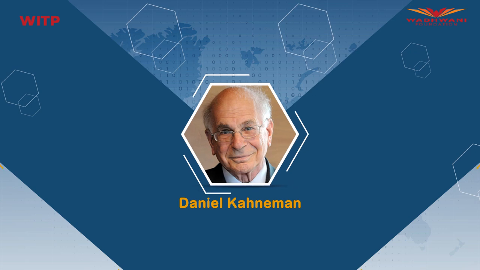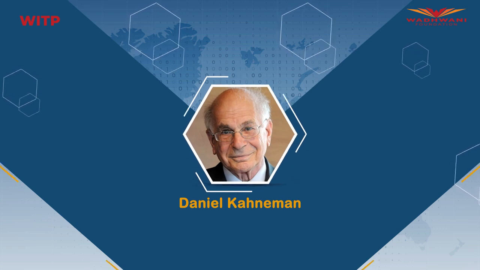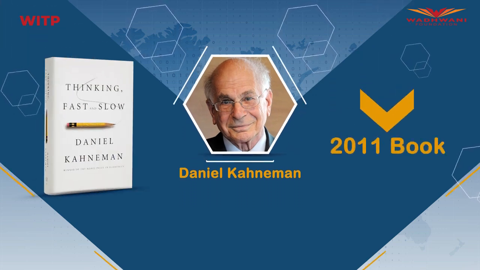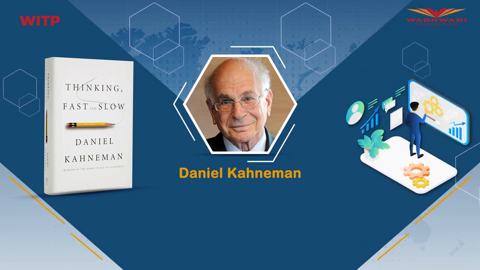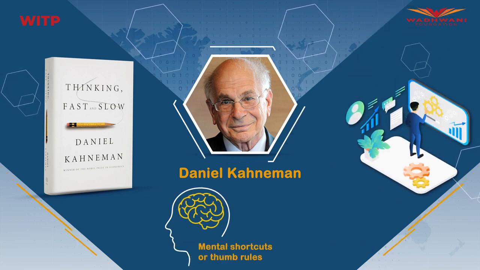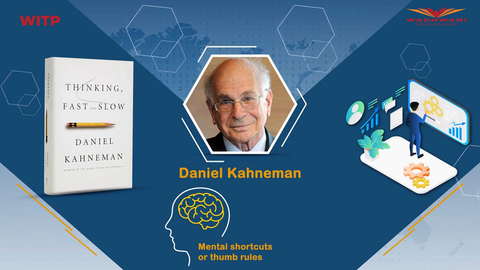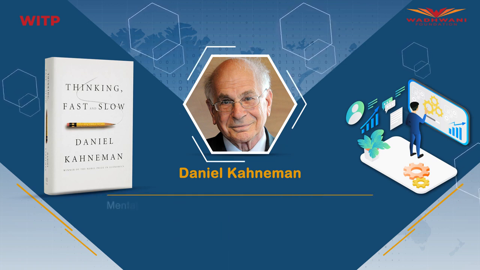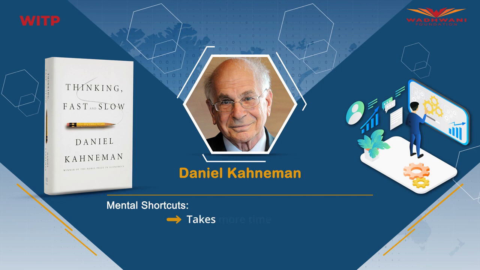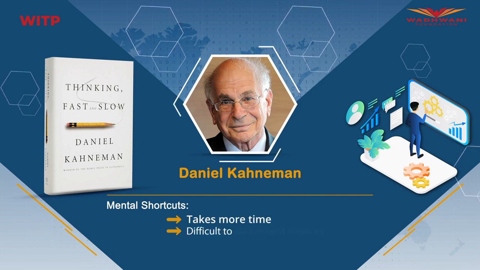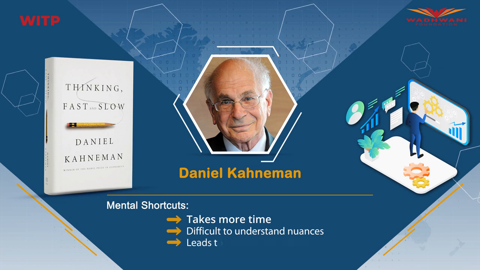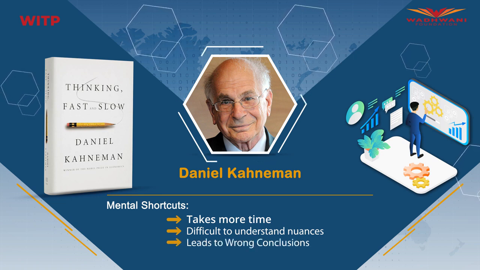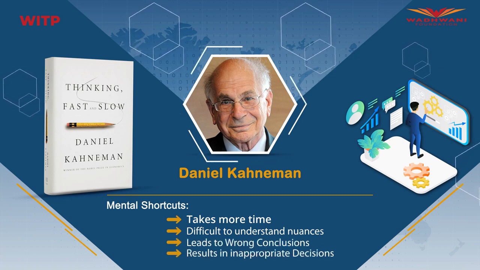Nobel laureate Daniel Kahneman showcased in his 2011 book Thinking, Fast and Slow that humans are often overwhelmed with data. We use heuristics, that is mental shortcuts or thumb rules, to make decisions. These mental shortcuts are often fine, but many times we fail to understand the nuances of all the data, and this leads us to form wrong conclusions and take inappropriate decisions.